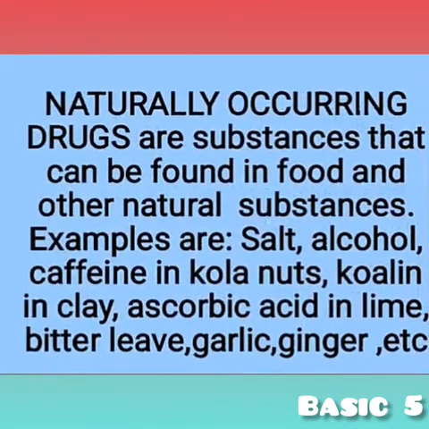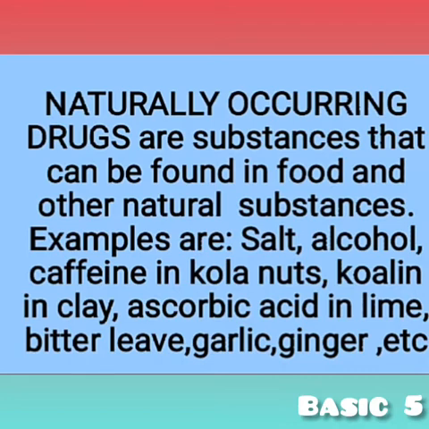Now, what are naturally occurring drugs? These are drug substances that can be found in food and other natural substances. When we eat, every food we take in, especially fruits, contains some atoms of chemicals, and these chemicals are known as drugs. For example, we have salt. So many natural foods come with their own salt.